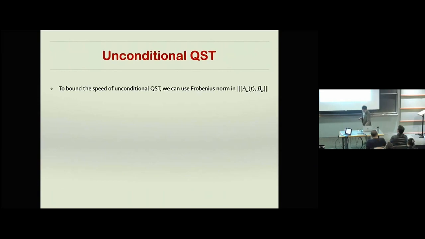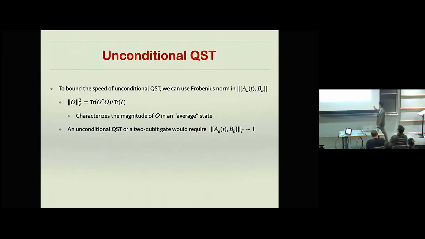As I said before, usually in the Lieb-Robinson bound we use the operator norm, which is like the maximum eigenvalue of this operator. The Frobenius norm is basically like the average eigenvalue. It's actually the root mean square eigenvalue of the operator you are trying to bound. In some sense, that is a better bound for this unconditional quantum state transfer, because if you want it to work for any initial state phi, then it should work for the average state, right? So this basically means if you want to do a two-qubit gate or unconditional quantum state transfer, you will need the Frobenius norm of this commutator to be on the order of 1.